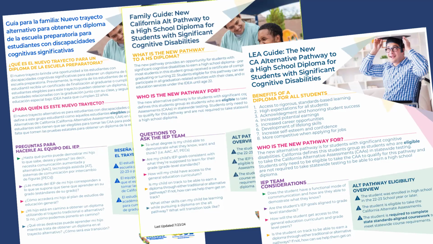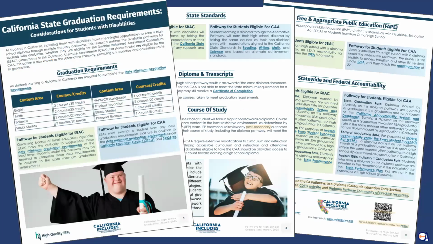It's just the way that we choose to speak about these different components. In addition to that, on our next slide, we have some additional resources around in what ways can a student with a disability earn a diploma in California? There's a lot of confusion.